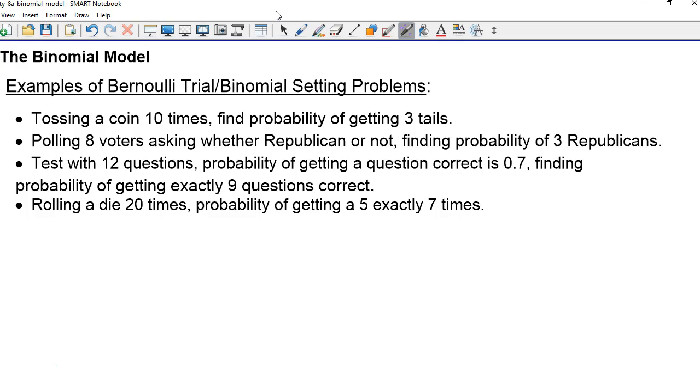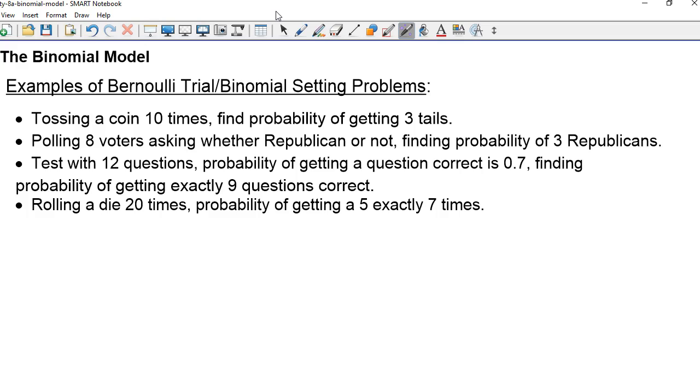Okay, so examples of Bernoulli trial binomial setting problems. Let's say we're tossing a coin 10 times and we want to find the probability of getting 3 tails. That would qualify as a binomial model problem because coins have no memory. The probability is independent. Whatever the probability of getting heads is, usually 50%, or tails would be 50%, that's going to be constant, right? We have only 2 outcomes. You can get a tail or not get a tail, right? And we have a fixed number of trials.